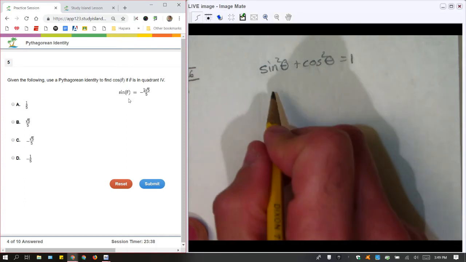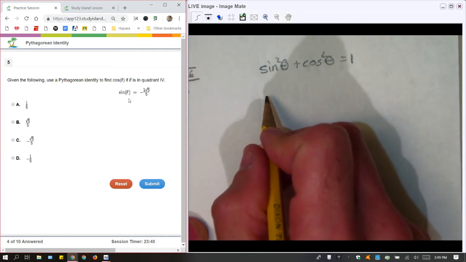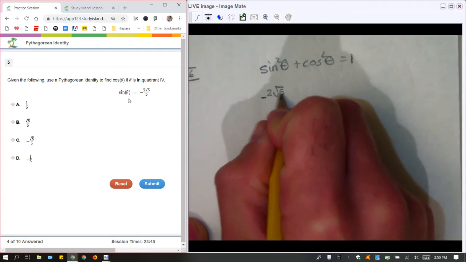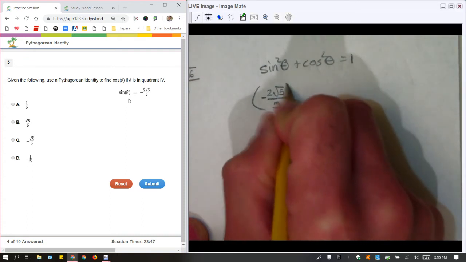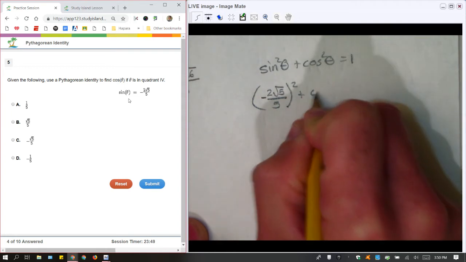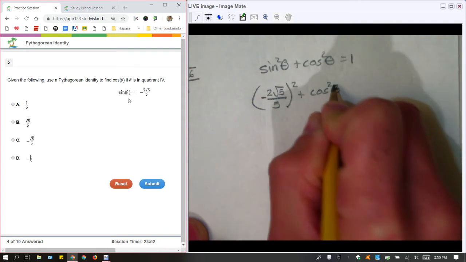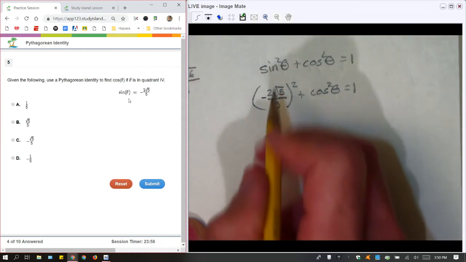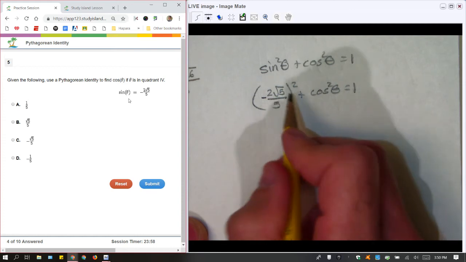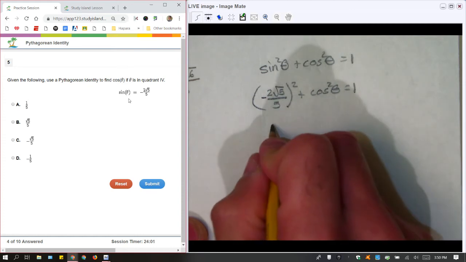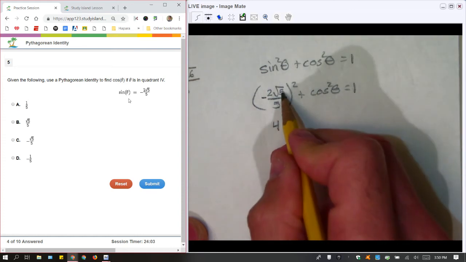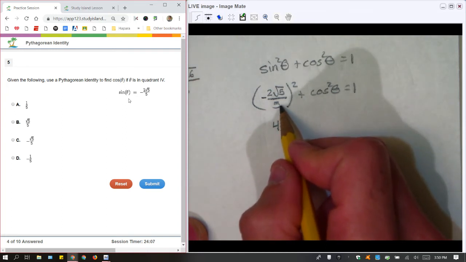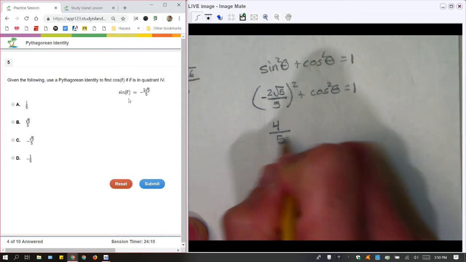Okay, here we go. So the sine of theta is negative 2 root 5 over 5. So we have negative 2 root 5 over 5 squared plus the cosine of theta squared is equal to 1. So what is this monstrosity when we multiply it by itself? Well, the negative times the negative is a positive, so we don't have to worry about that. 2 times 2 is 4. Root 5 times root 5 is 5. And one of those 5s is going to cancel out with the bottom being 5 times 5, so it's just going to be over 5.